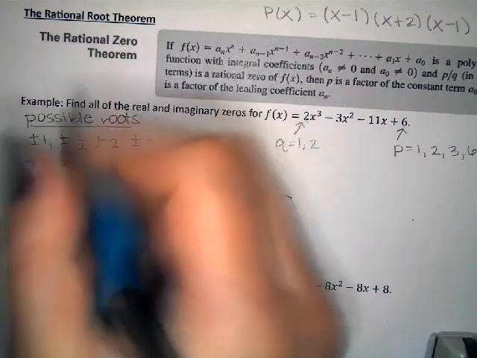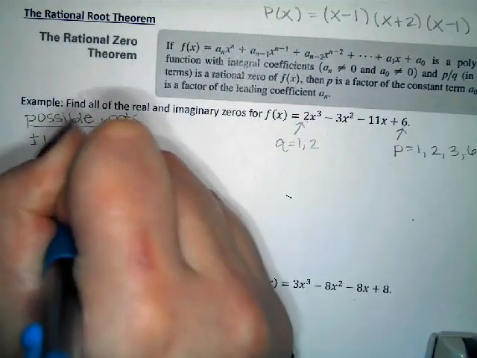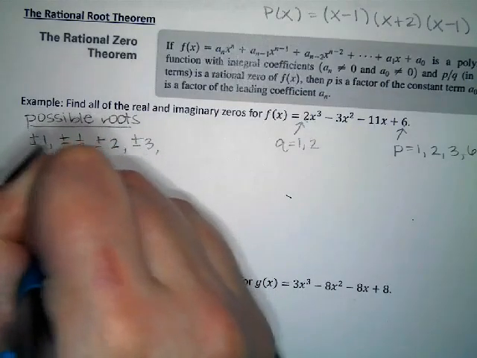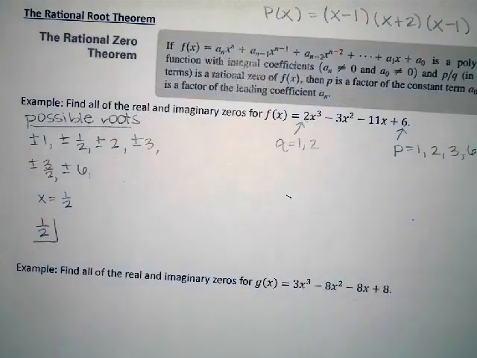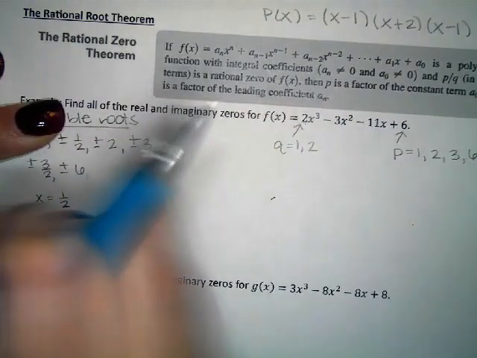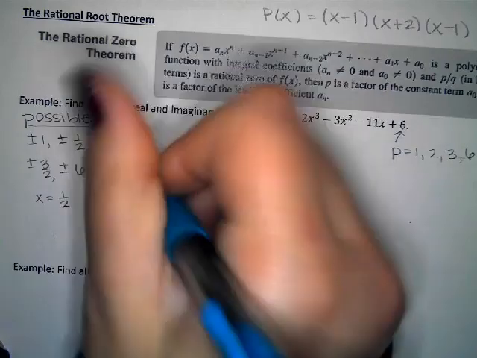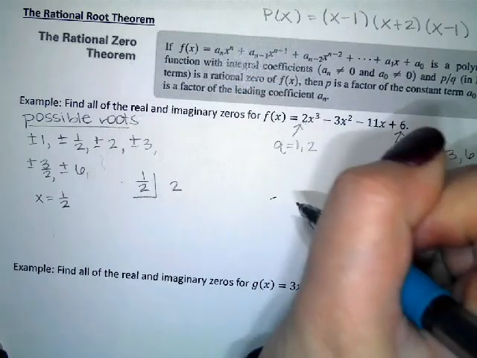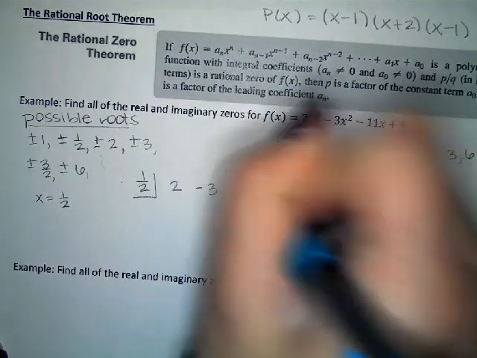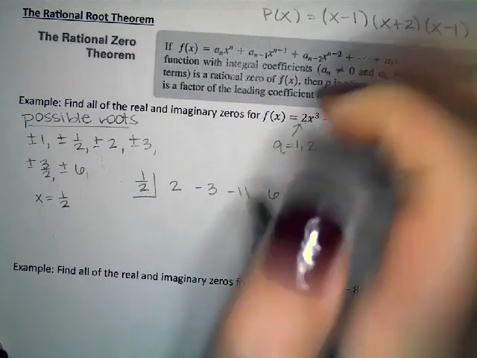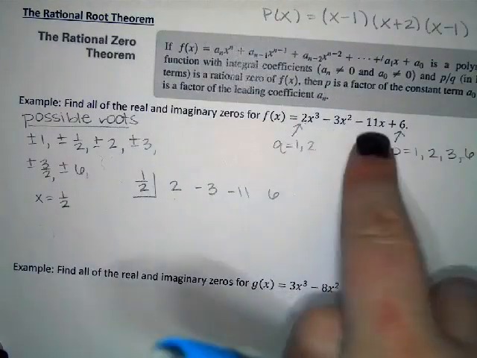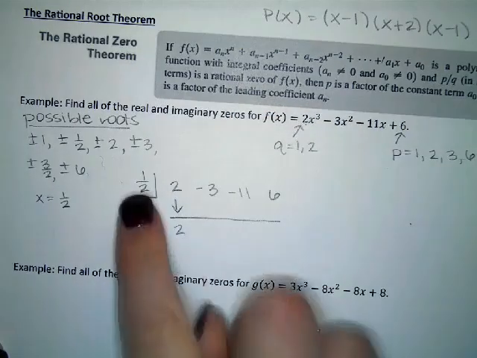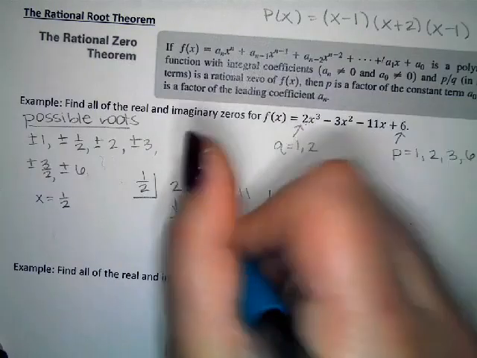I don't have enough room down there. I'll do it over here. So 2, negative 3, negative 11, 6. 2 times 1/2 is 1. Negative 3 and 1 is negative 2. Negative 2 times 1/2 is negative 1. This is negative 12. Negative 12 times 1/2 is negative 6. This is 0. So this is good. I just confirmed 1/2 is one of the roots.